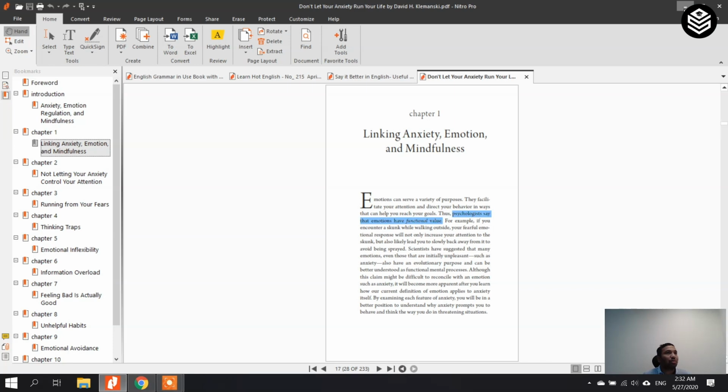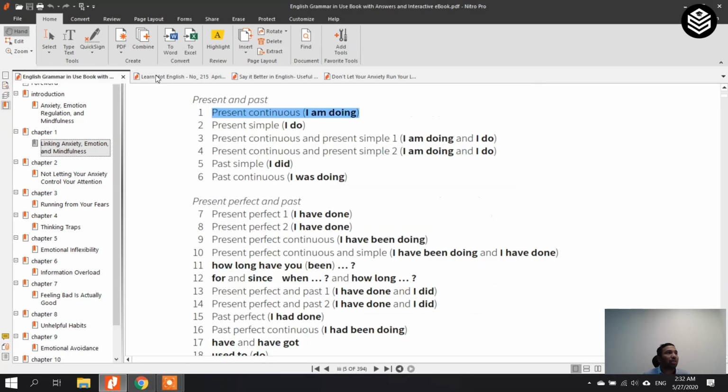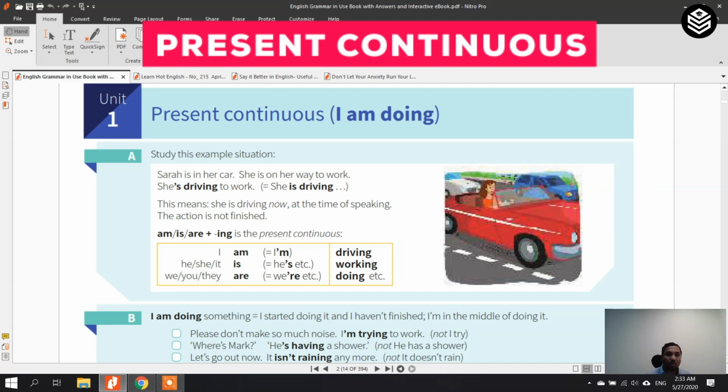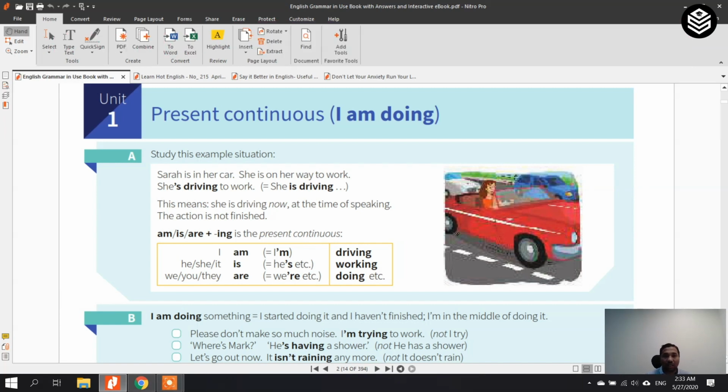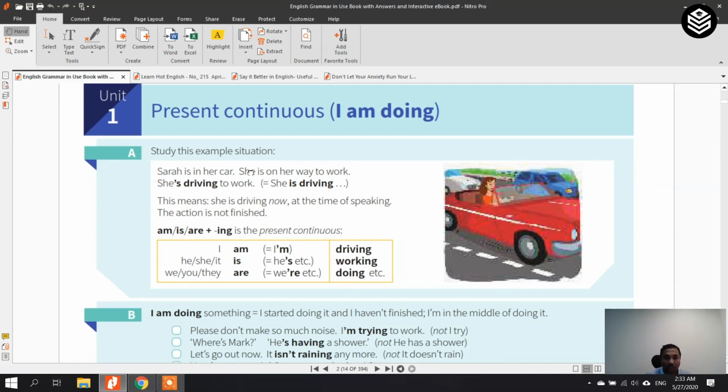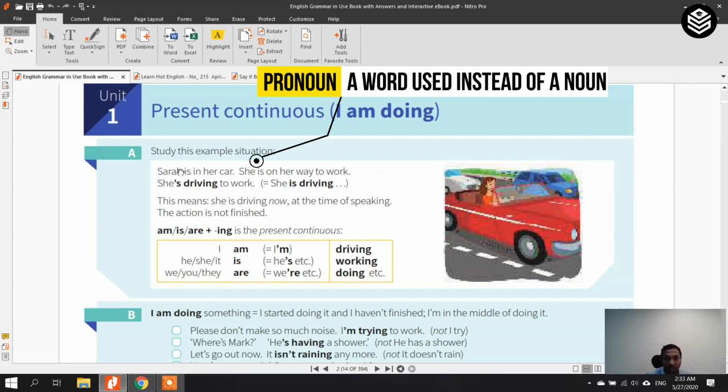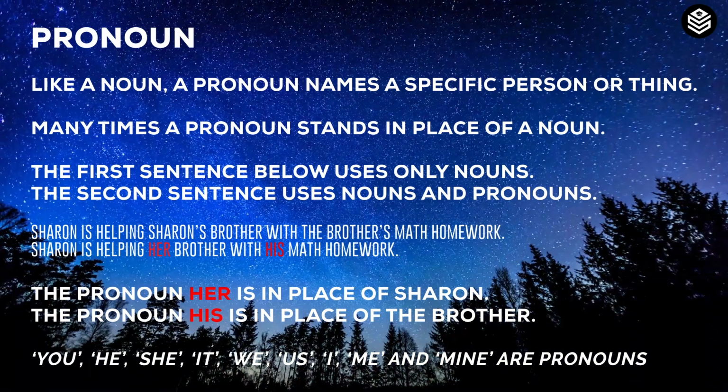So let me begin with the first, grammar. So unit 1, present continuous, I am doing. They have given an example. Study this example situation. Sarah is in her car. This is the name, okay? Then they start with 'she'. This is called a pronoun because it is representing Sarah. Sarah is a noun. So 'she' is a pronoun.